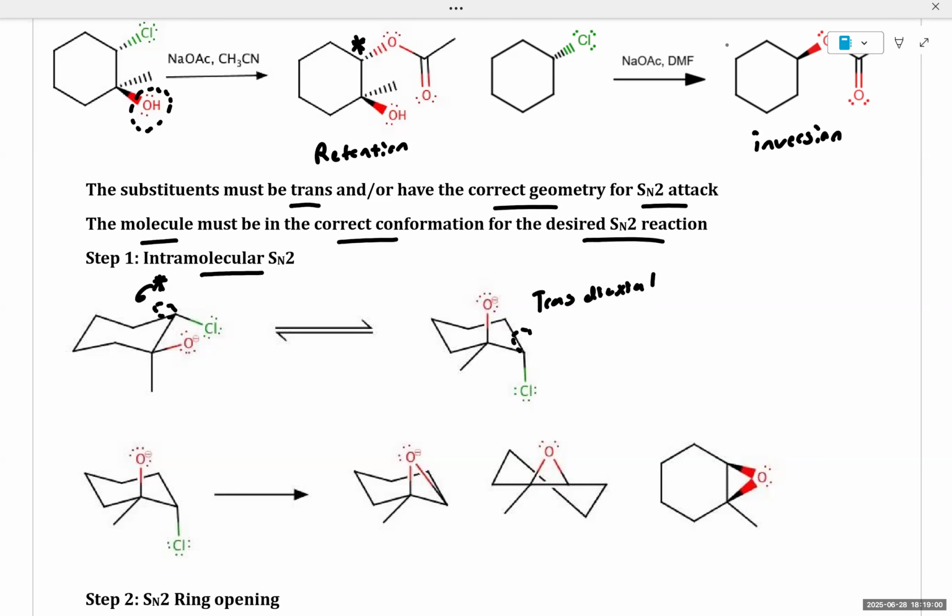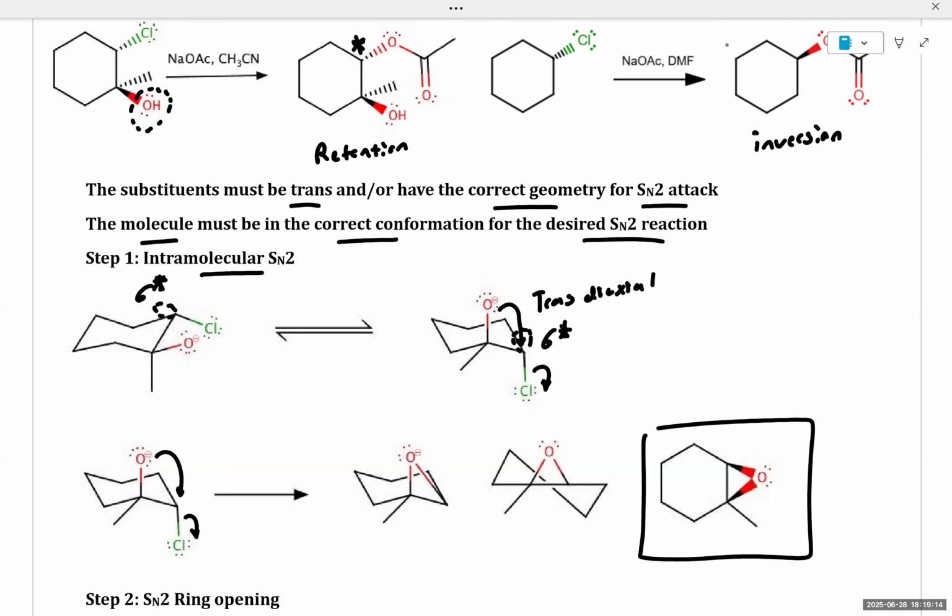From here, the sigma star is readily accessible, so your nucleophile attacks and displaces the leaving group. So this is our first SN2 reaction, and this yields this intramolecular SN2 product. Now, if you didn't have a nucleophile floating around, this is where the reaction would stop.